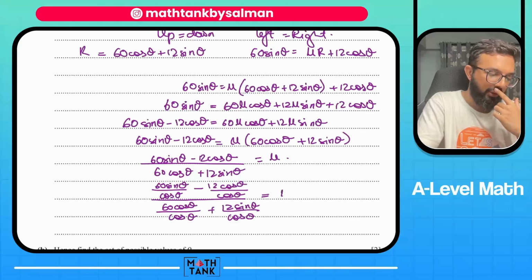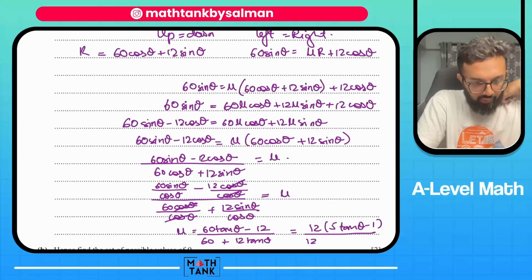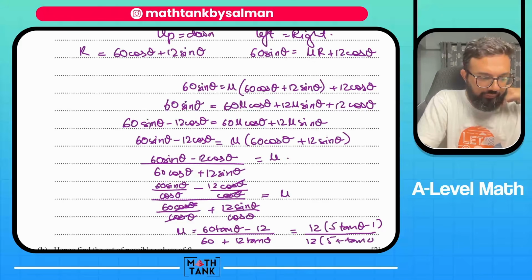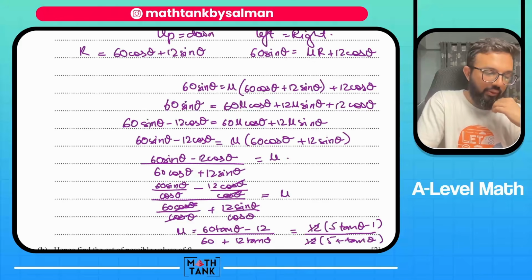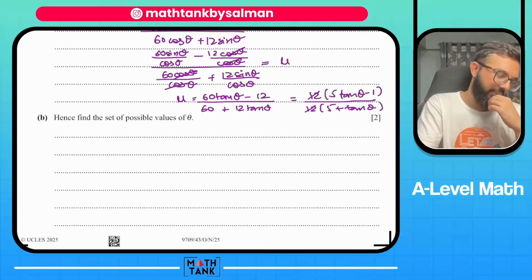Let's see if I have the required answer. What I am getting is 60 tan theta minus 12. Okay, this cancels out, and then 60, this is canceling out, plus 12 tan theta. I think I can factor out the 12s and get 5 tan theta minus 1 over 5 plus tan theta. So 12 and 12 cancel out. That is the final answer. Never seen a question like that, but it's there.